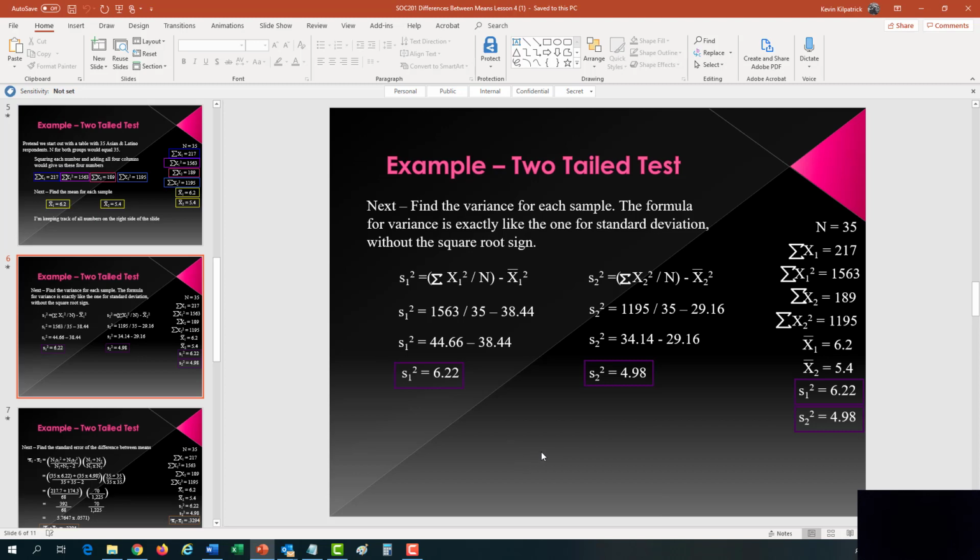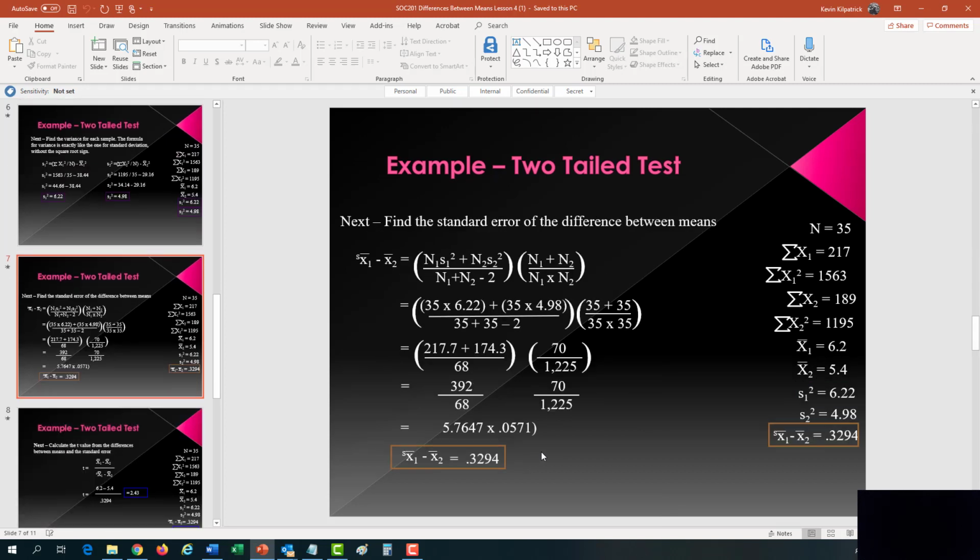Okay, you ready to get blown away? Oh my God, look at that. This is terribly intimidating looking, but you know what? If you take a closer look at it, it really isn't. We have to find the standard error. This over here is the symbol for the standard error. And this gigantic formula is how we need to calculate it.